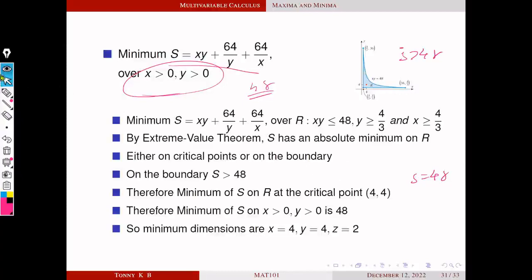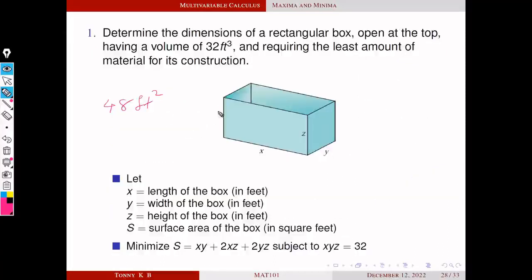Okay, so what are the minimum dimensions? x equal to 4 and y equal to 4. If you substitute x and y in z, what is our z? Z is equal to 32 by xy. We know that xyz equals 32, so z is equal to 2. So these are the minimum dimensions of that box, which minimize the surface area. That means we need 48 square feet of material to construct such a box.